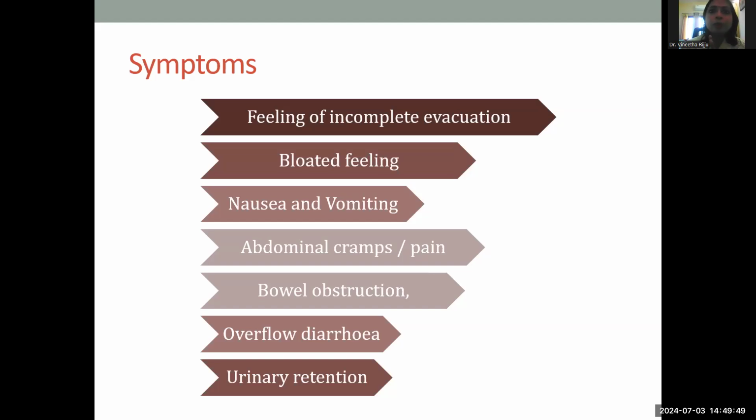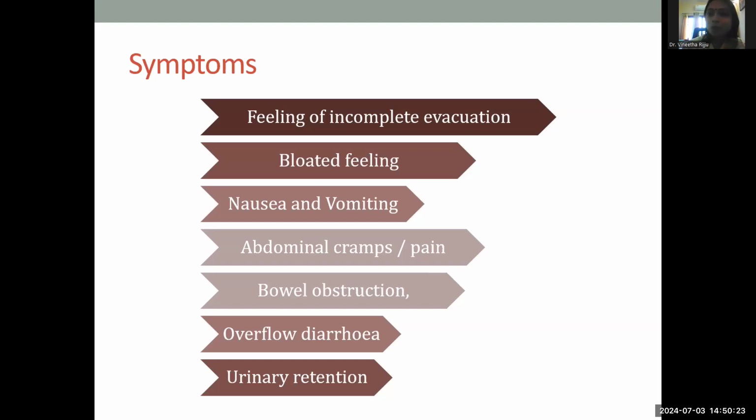So patients interpret it as loose stools, but actually there are two things which will tell you that you are looking at overflow diarrhea. One is by asking them the history: when is the last time you passed your stools? And second, you do a digital rectal examination, and if you see that the rectum is loaded, you are looking at overflow diarrhea.